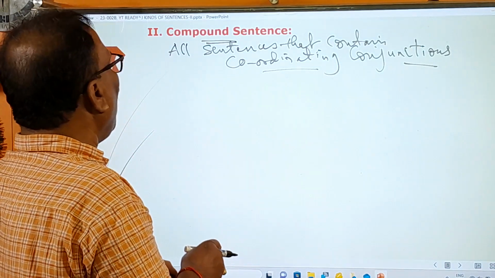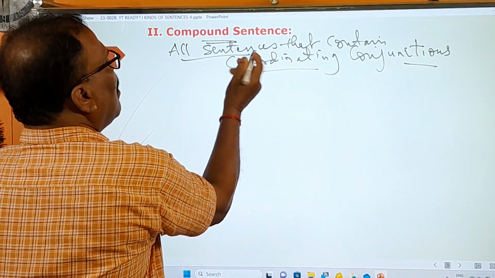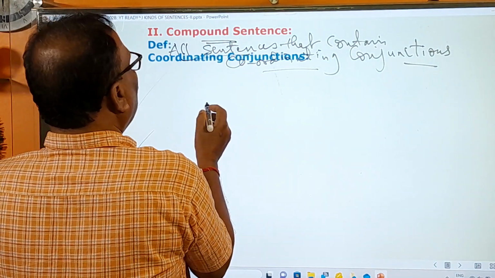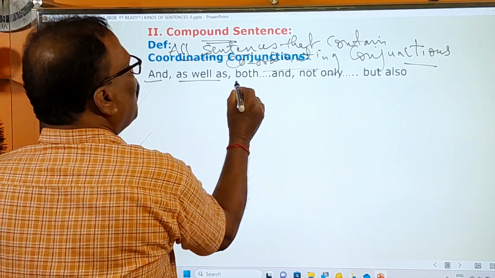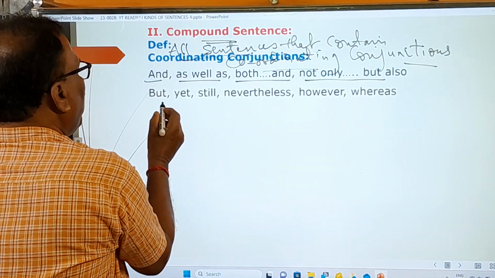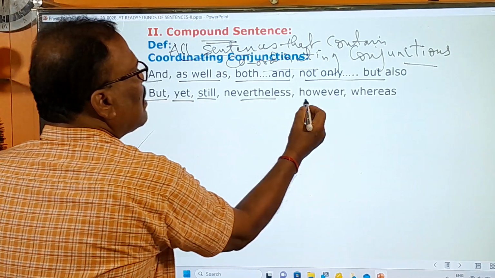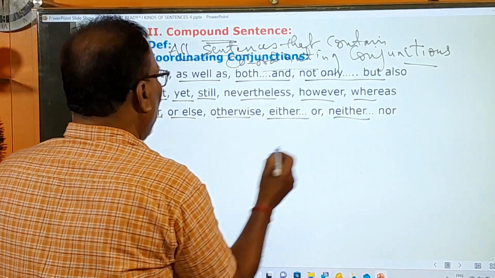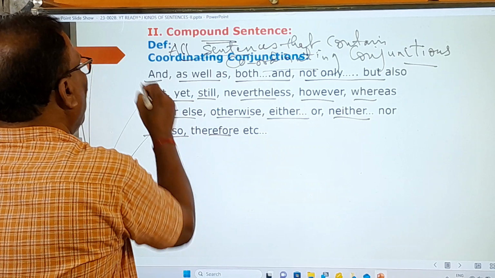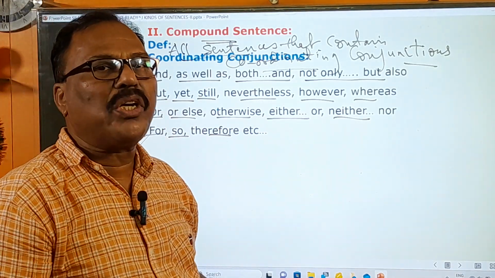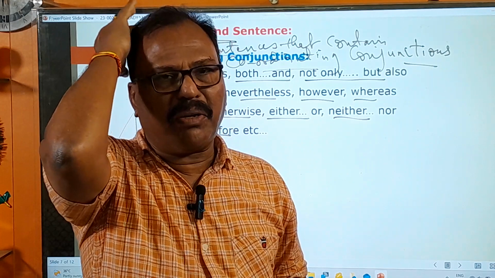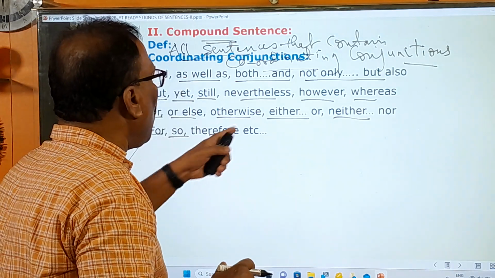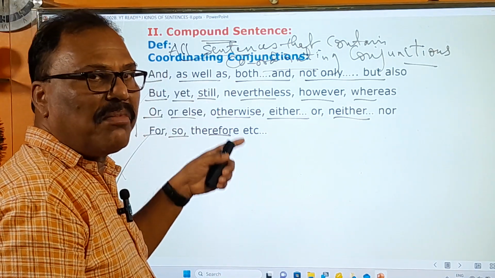Coordinating conjunctions. What are the coordinating conjunctions? Compound sentence means all sentences that contain coordinating conjunctions. Coordinating conjunctions are given here: and, as well as, both and, not only but also, but, yet, still, nevertheless, however, whereas. What else is there? Or else, otherwise, either or, neither nor. Anything else? For, so, therefore. These are the coordinating conjunctions. Keep all of them in your mind. Look at them and learn them by heart.